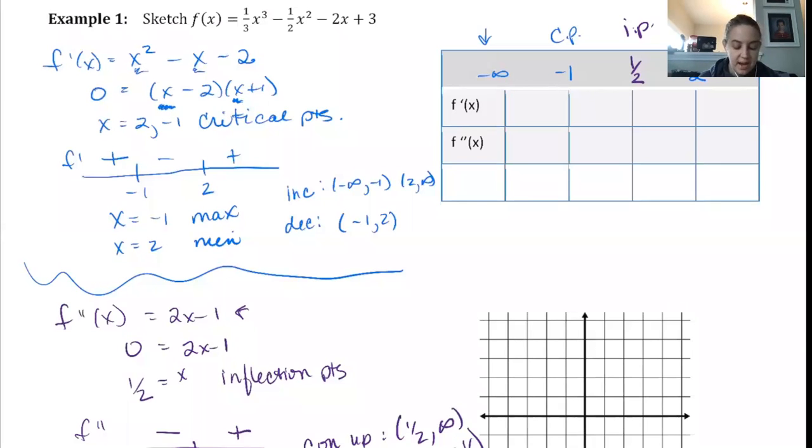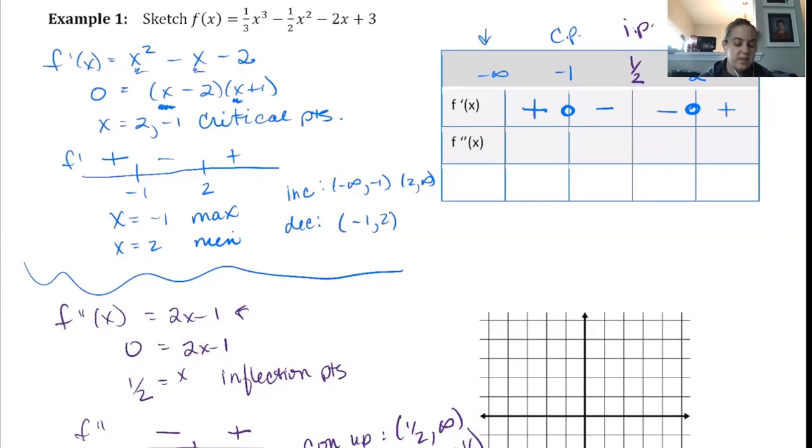All right, so the number line goes into the table. So we're positive to the left of -1. We're negative between -1 and 2. And we're positive between 2 and infinity. So it looks like this. Now, the other thing I'm going to add is we have a 0 at -1. That's where we had a critical point. And we had a 0 at 2. That's also where we had a critical point. So my table's a little bit messy.